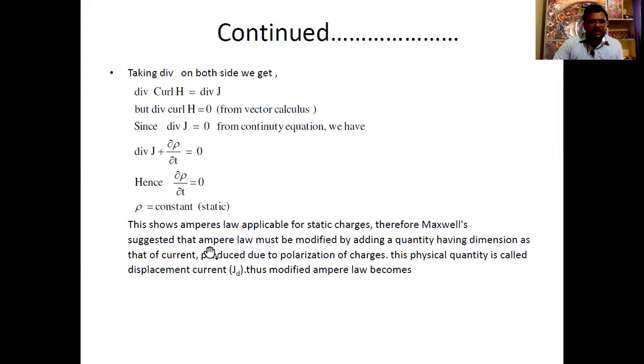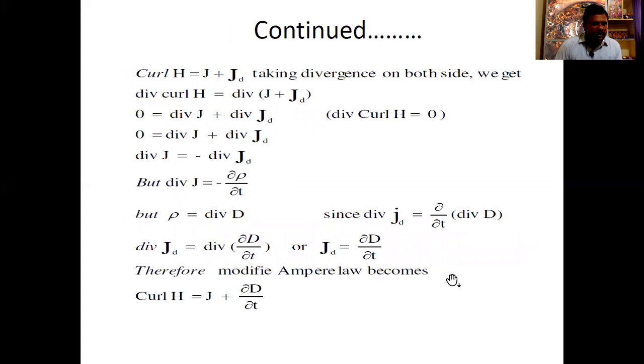Therefore, Maxwell suggested that Ampere law must be modified by adding a quantity having the dimension of current produced due to polarization of charges. This physical quantity is called displacement current. That's why the Ampere law is modified as follows. What Maxwell did, he just added one term, that is JD. Curl H is equal to J plus JD.